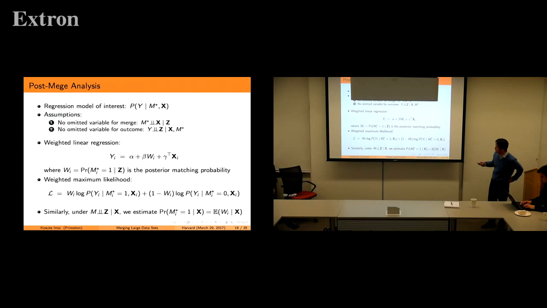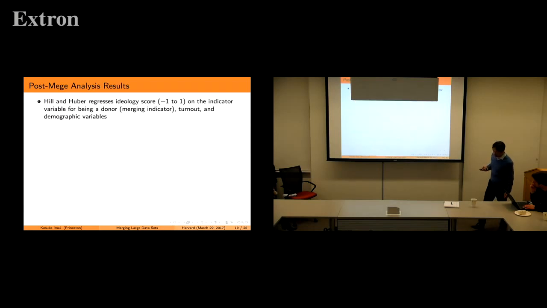Similarly, if the donation is a dependent variable, then you can regress the probability on the covariates of interest. And so this accounts for the uncertainty that's involved in the merge process, as opposed to treating the merges as true matches. Okay, so here's the example of that.